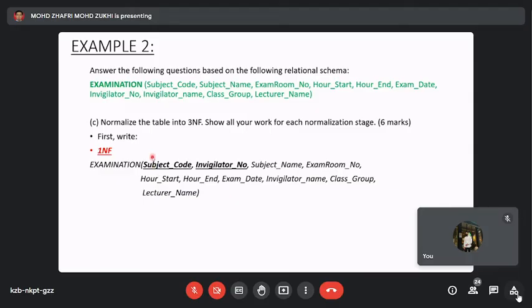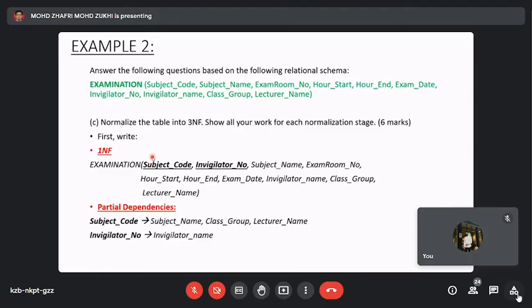And then you also need to mention the partial dependencies based on this primary key. From this primary key, you state what the partial dependencies are. So you have subject code as the primary key, and its dependents are subject name, class group, and lecturer name. And for invigilator number, the dependent is invigilator name. So this is the complete answer for first normal form.